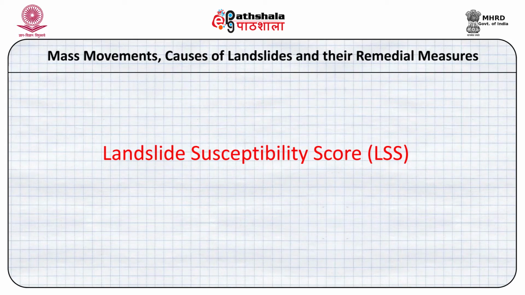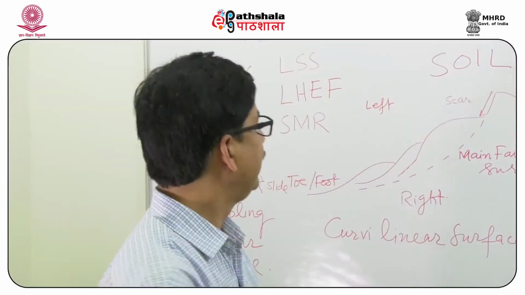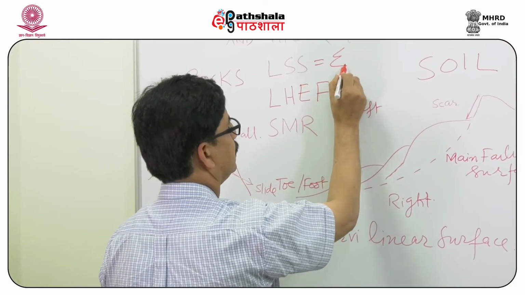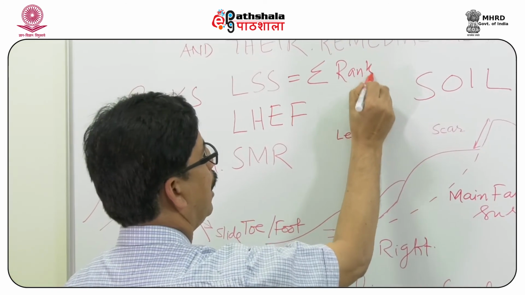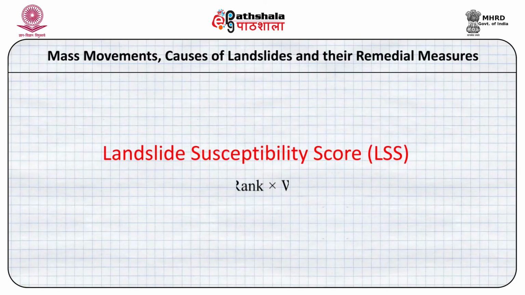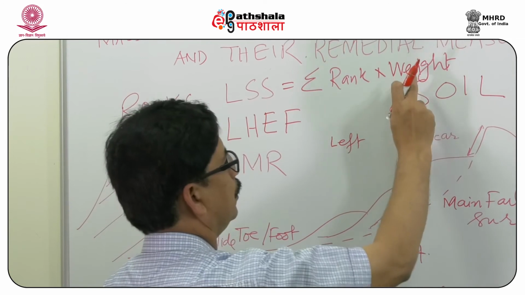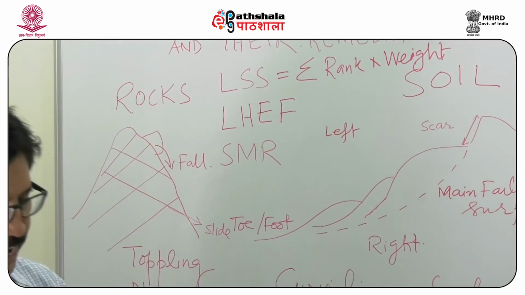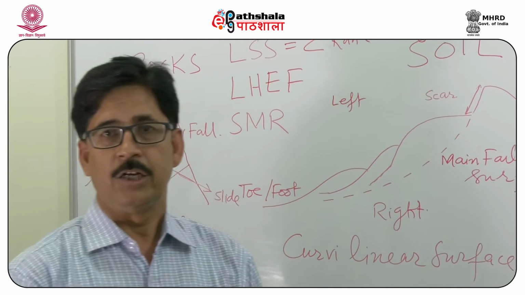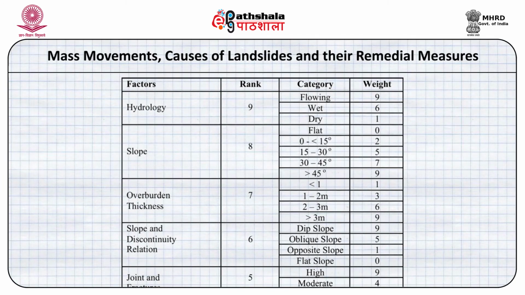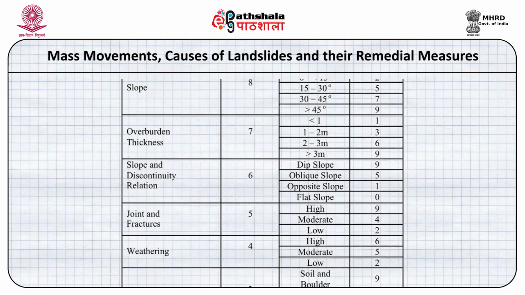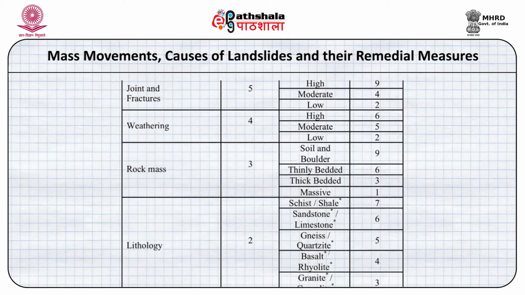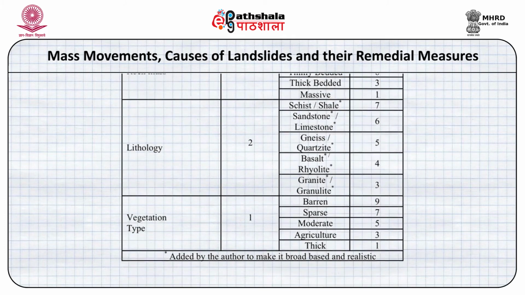The landslide susceptibility score is calculated by a formula that is the summation of rank into weightage. Summation of rank into weight. So actually 9 factors have been identified. Each factor has been further classified into different categories, and they have been given weight.